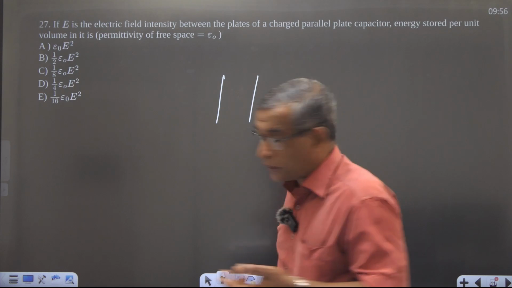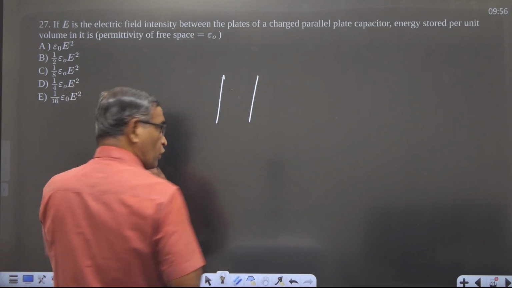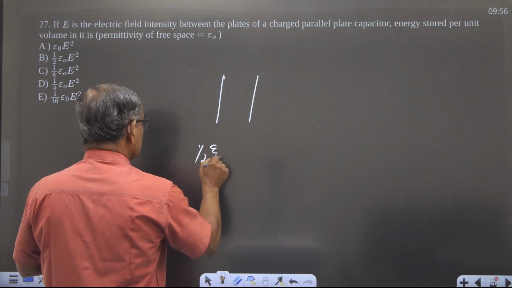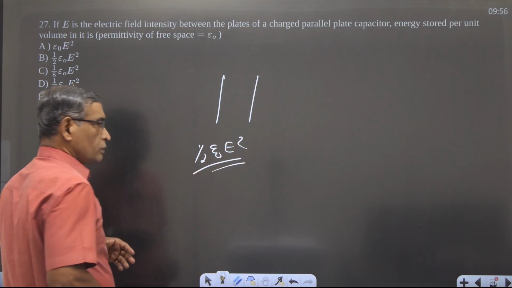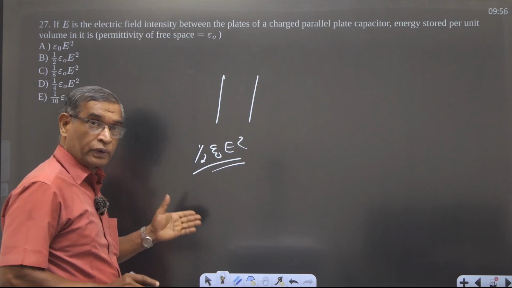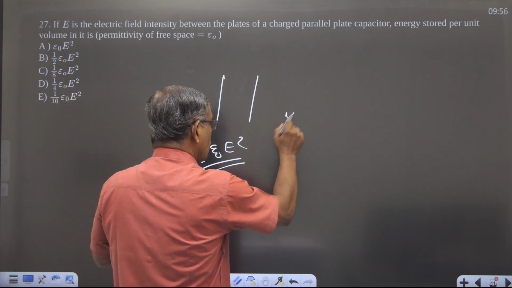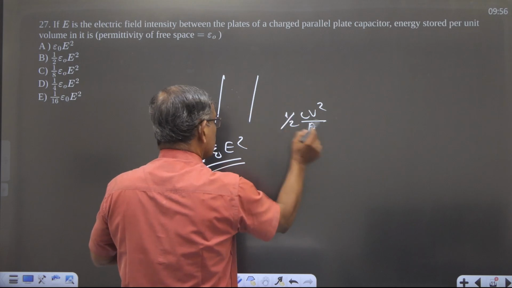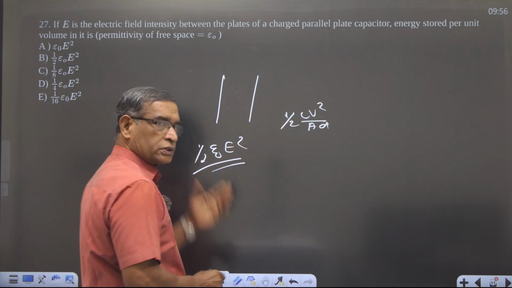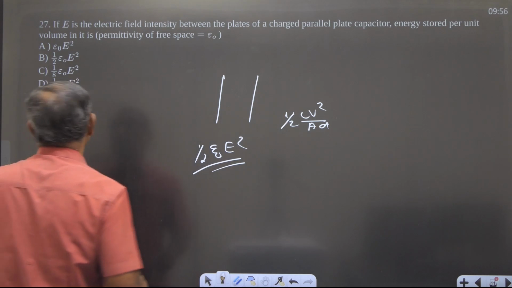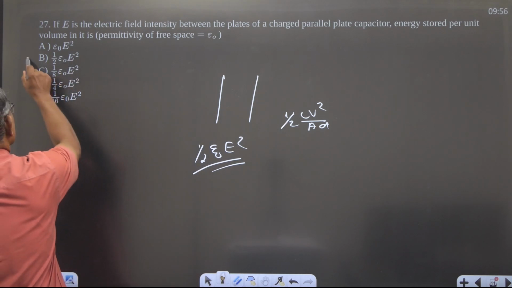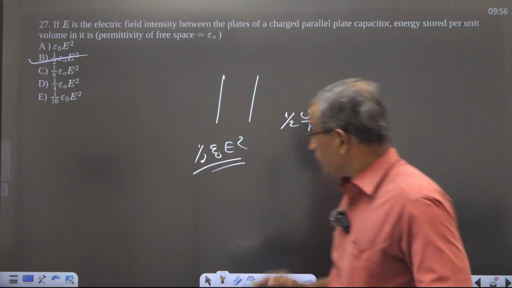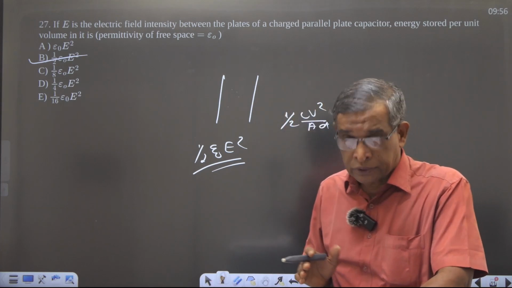Then the expression for energy density: simply write down the formula. Energy density is given by half epsilon 0 E square. The total energy by volume, that is what we did. Energy of a charged capacitor is equal to half CV square, by volume, which is A into d. Without simplification, you get this equation: half epsilon 0 E square. Half epsilon 0 E square is the option. But this shows that all the formulas must be there with us.